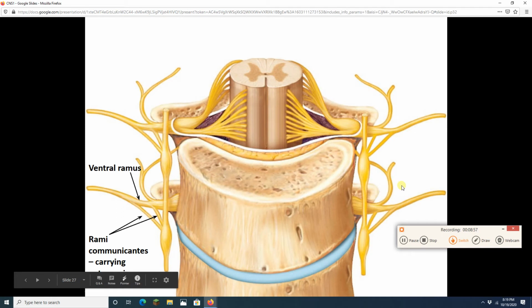Okay, the ventral ramus has these branches here called rami communicantes, so communicating branches. And these guys are going to carry autonomic nerve fibers. So these guys are going to have nerve fibers that are going to things like cardiac muscle, smooth muscle, and glands. We're going to ignore these for now, but when we do the autonomic nervous system, we'll come back to them, okay? All right, cool.